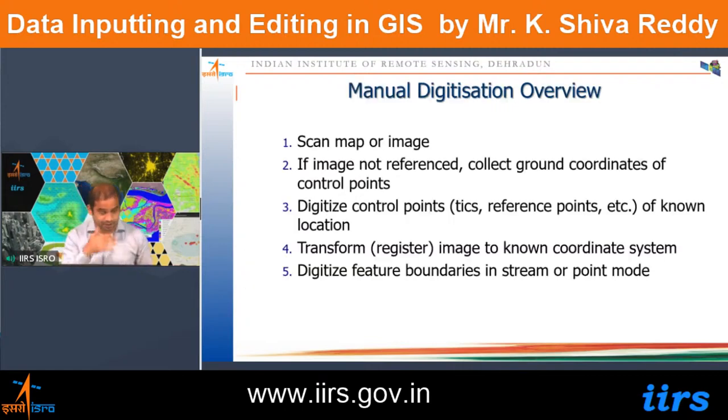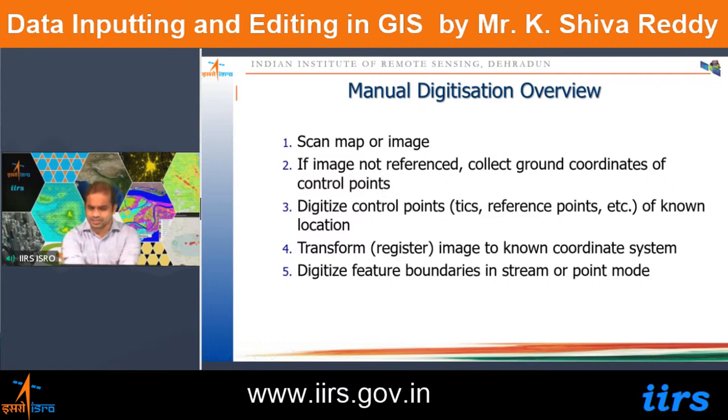So let's go in detail how we do the manual digitization. So first you take an image or map, and then you scan it. After scanning, it becomes an image. Now if a paper-based map is there, you have to scan. If an image is there, you directly take it. You don't need to do scanning. Next, the map after scanning becomes an image. If an image is there, it's already an image. So go to the next step 2.